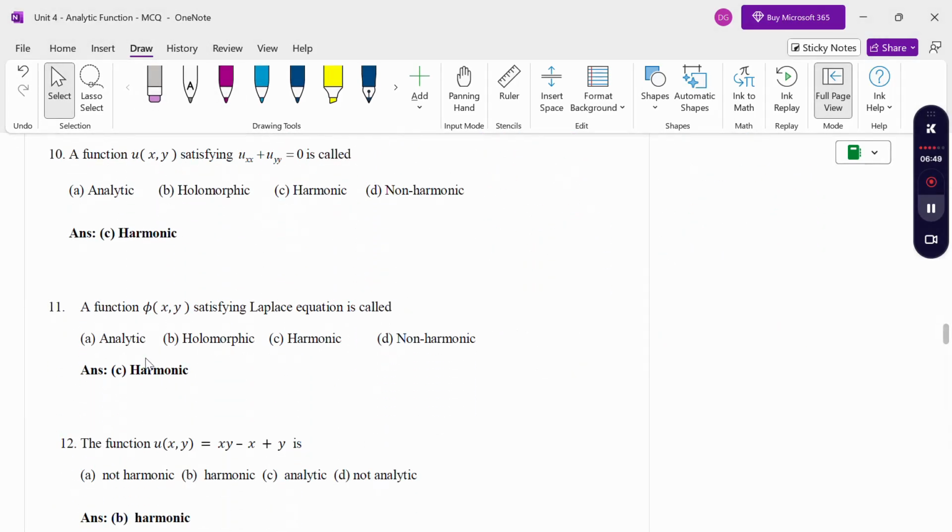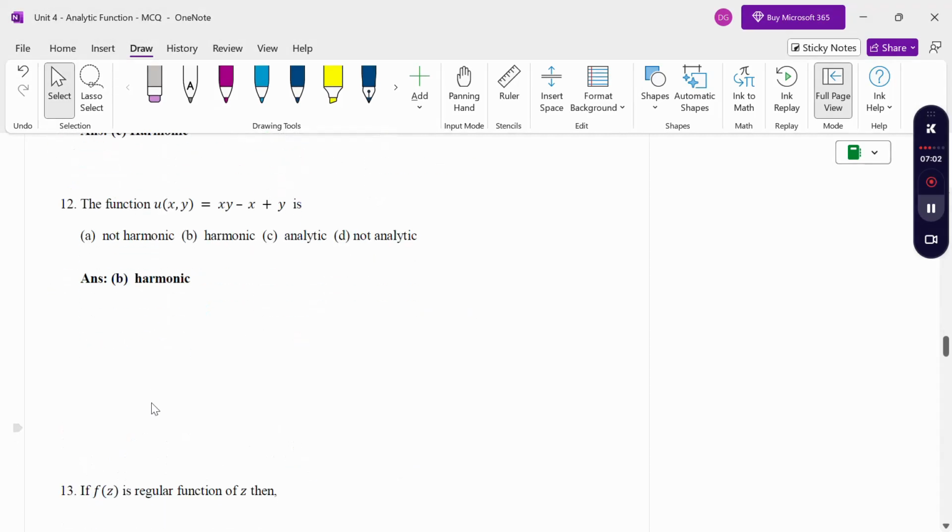Now uxx plus uyy is the Laplace equation. When a function satisfies the Laplace equation, then the function is a harmonic function. See, u is given, just check this problem.